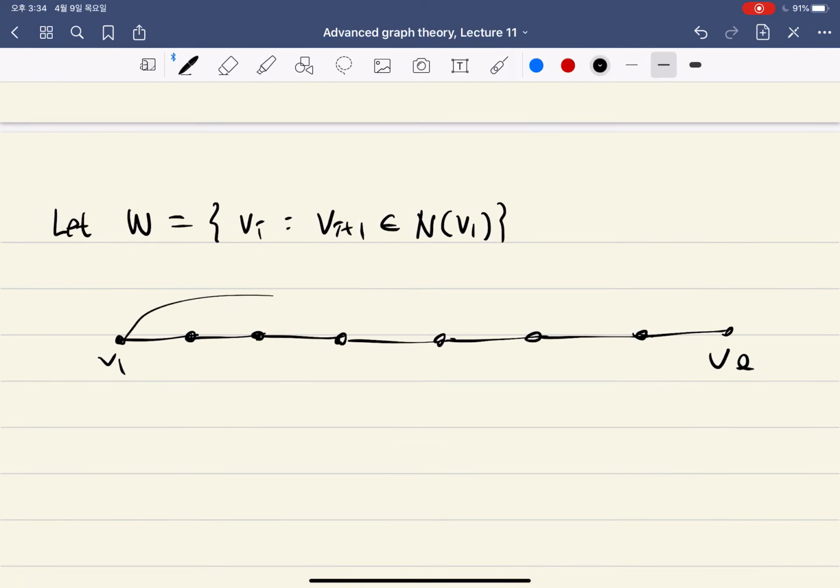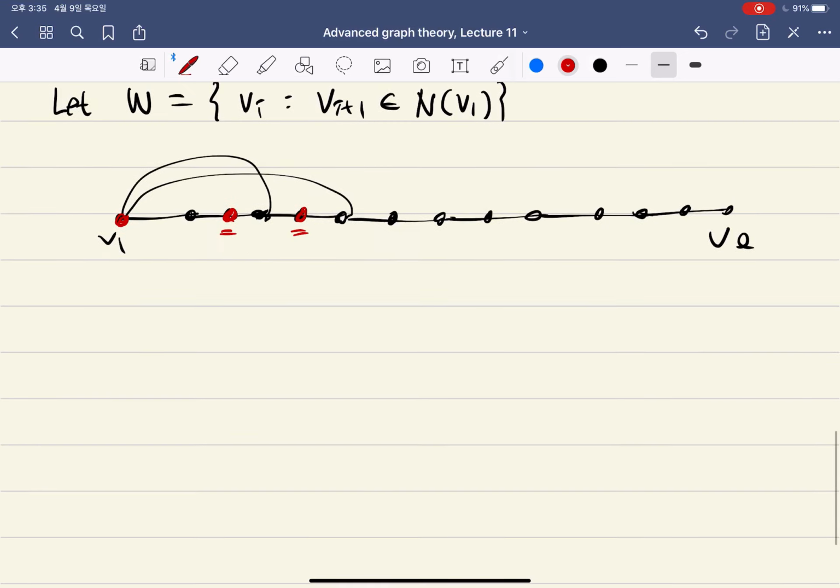So for example, if we have this neighbor, and this neighbor, then this is in W, this is in W, this is in W. Because V2 satisfies this, V1 itself is in W as well. So it's a right previous vertex other than from the neighbor of V.